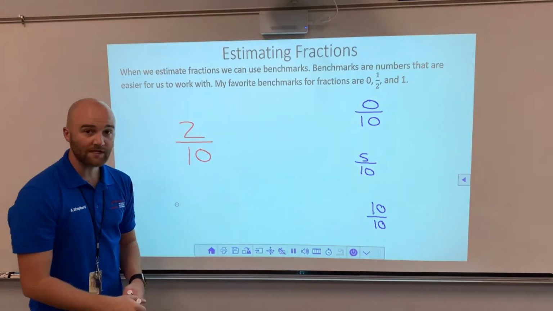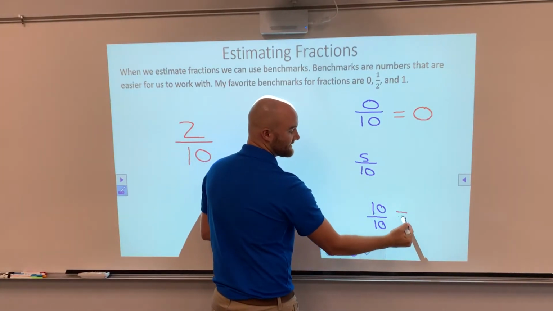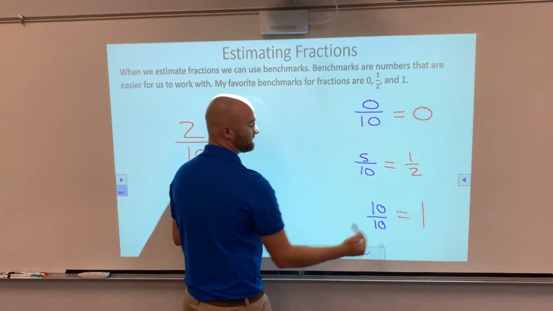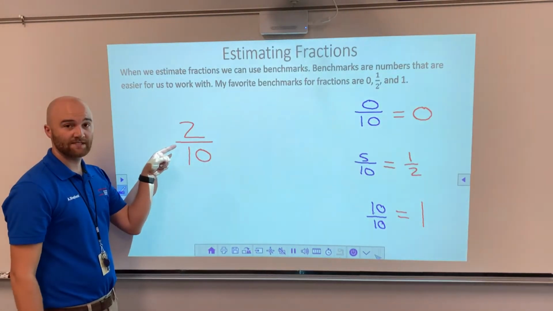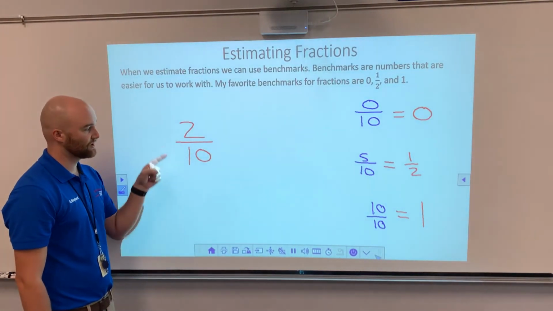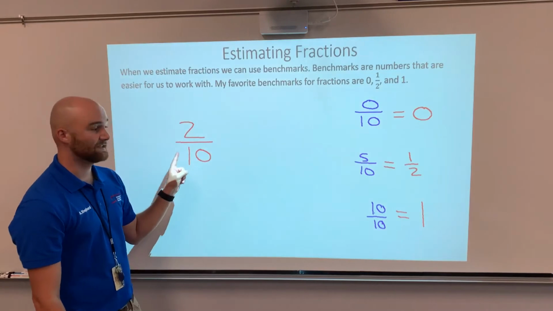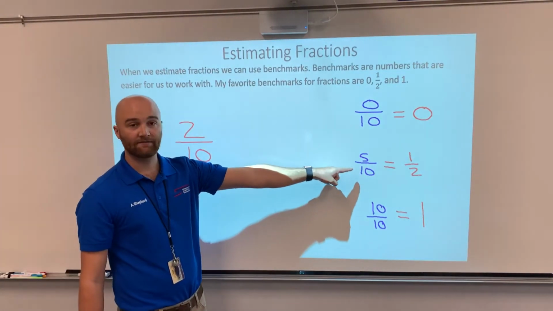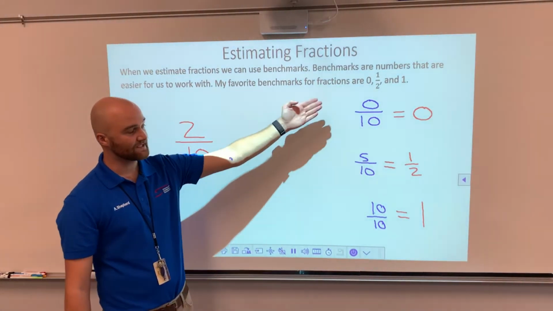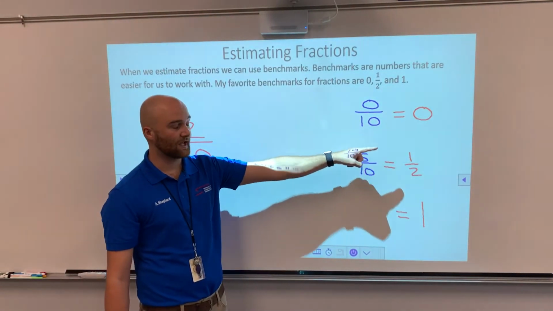So I would have 5/10. What we're doing here is saying 0/10 is the same thing as 0, 10/10 is the same thing as 1, and 5/10 is the same thing as 1/2. So if I can figure out which one 2/10 is closest to, I can figure out which one I should use as my benchmark. If I look over here, 2/10 doesn't look like 10/10, so I'm not going to say this is about 1. It doesn't look like 5/10. In fact, it looks much closer to 0/10. It's somewhere between 0/10 and 5/10, which means the real number is somewhere between 0 and 1/2.